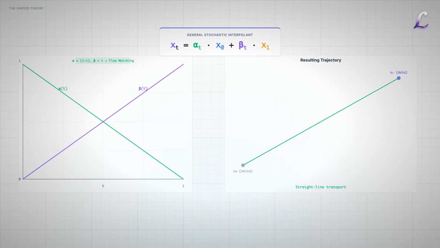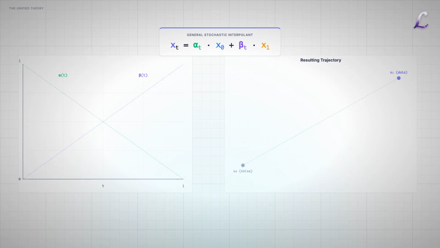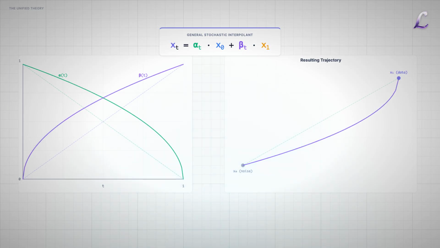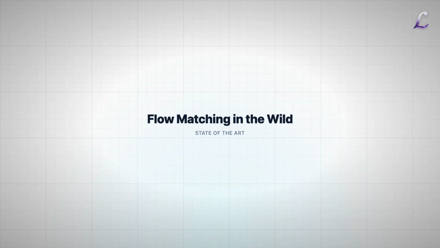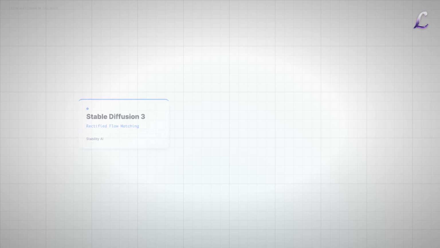This reveals that diffusion and flow matching aren't different species. They are just different settings on the same control panel. We prefer flow matching's linear schedule simply because it yields the straightest paths and easiest ODEs to solve. Because of this efficiency, flow matching has rapidly taken over state-of-the-art generative modeling.